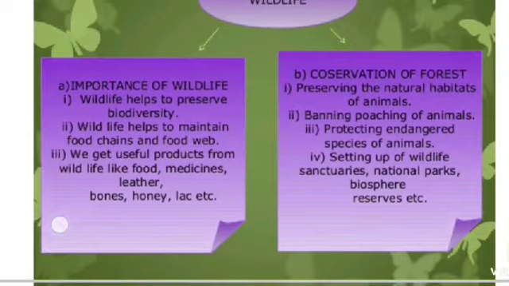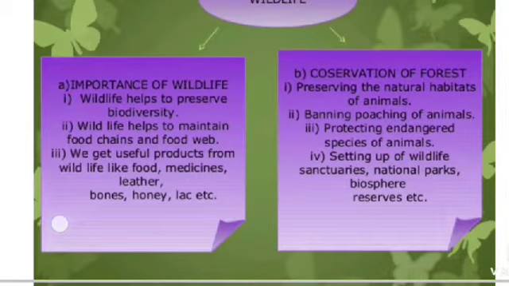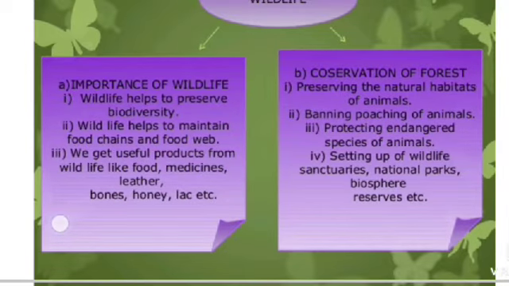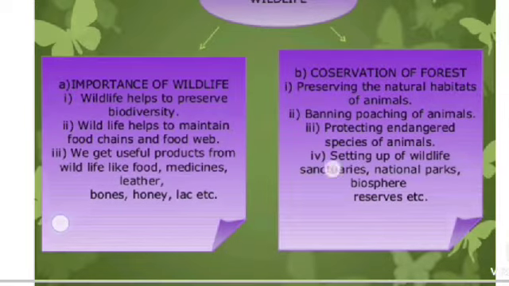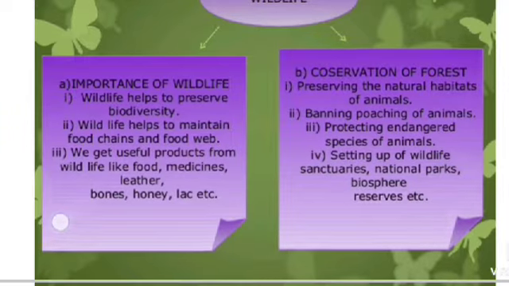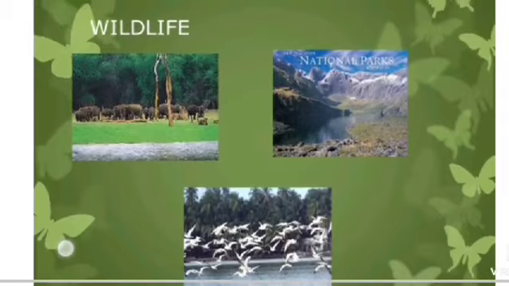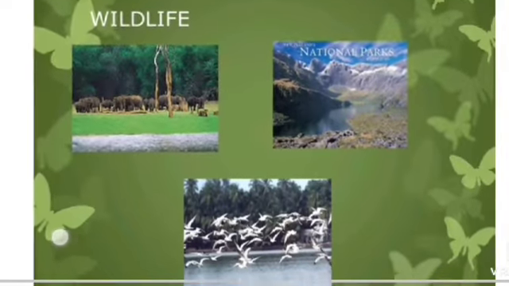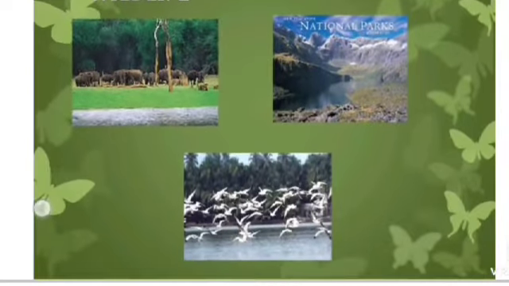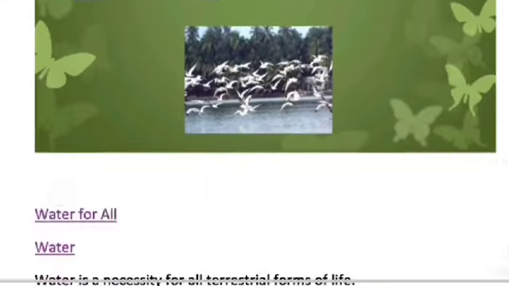Conservation of wildlife. Preserving the natural habitats of animals. Banning poaching of animals. Protecting endangered species of animals. Setting up wildlife sanctuaries, national parks, biosphere reserves. See the wildlife. There are some pictures of wildlife, the national parks and some of the zoological parks.